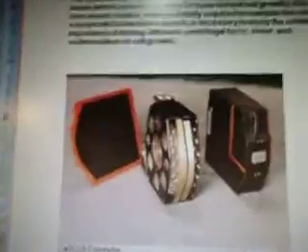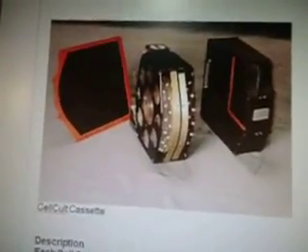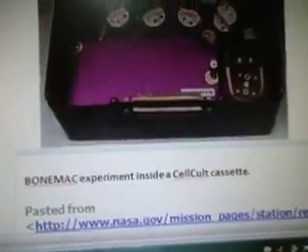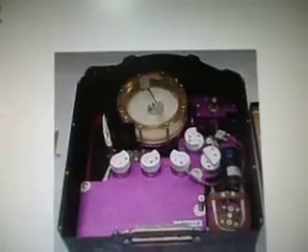So I grabbed some pictures because I didn't know what it was. These are the cassettes that they hold the specimens in. This is a bone mac experiment made in the cell cults, made in the cassette.